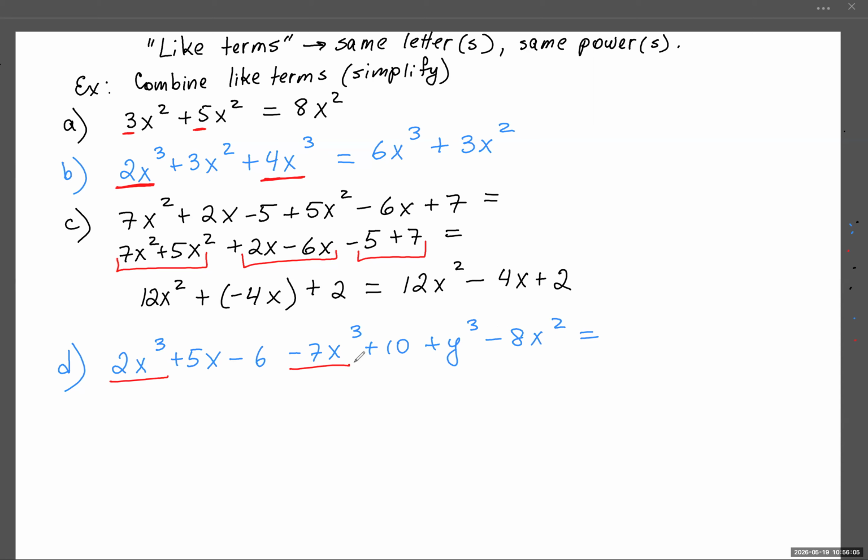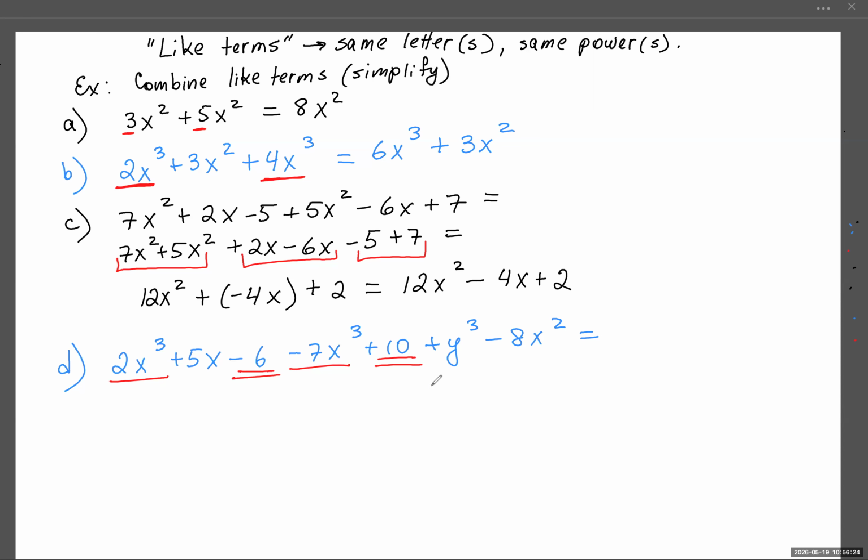And then after that, with x's, we just have 5x. Nothing else has just an x on it. Minus 6, we have a plus 10 that goes with that. So just a number with nothing attached to it. Those are like terms.